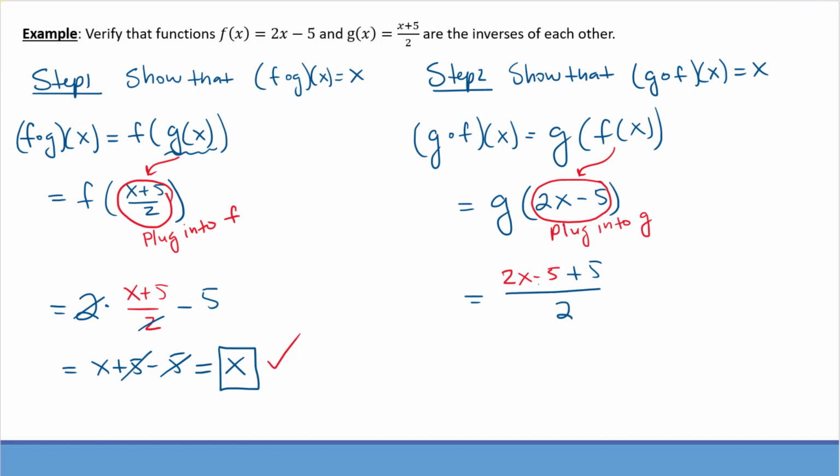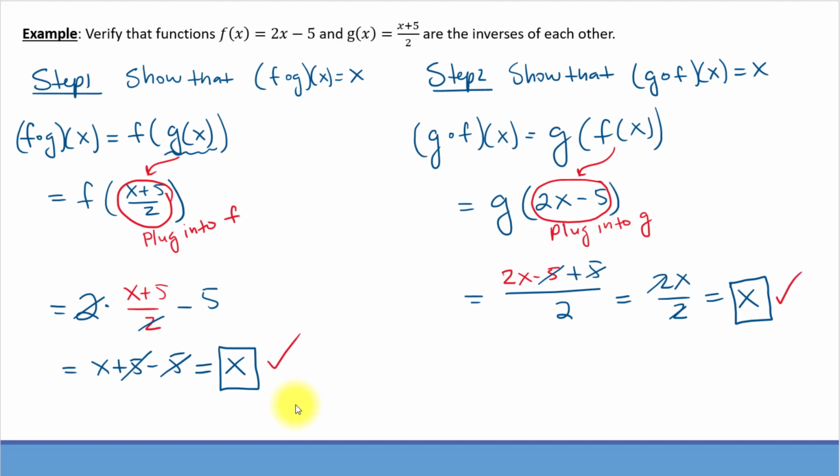In the numerator I can cancel out the 5's. I'll have 2x over 2, and once I cancel out the 2's, I'll get x. And again, that's what I was hoping for. Since I obtained x in both cases, this confirms that the given two functions are the inverses of each other.